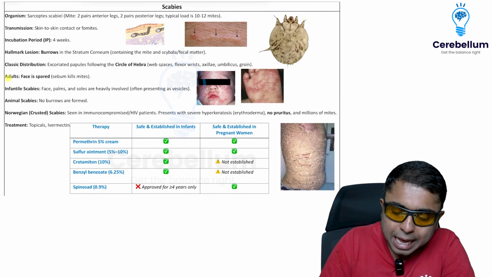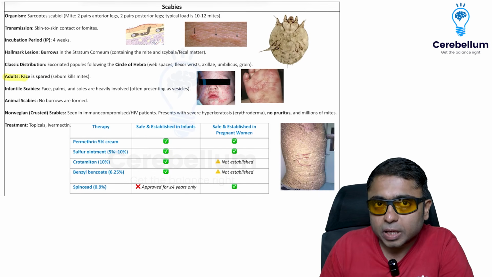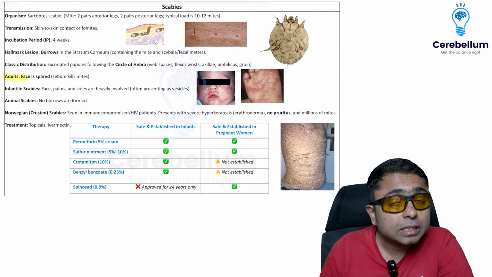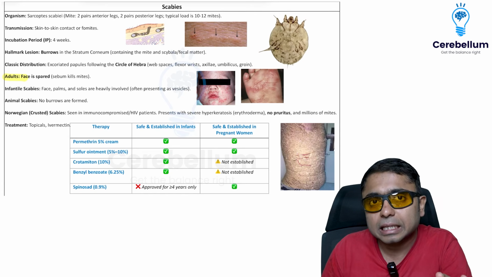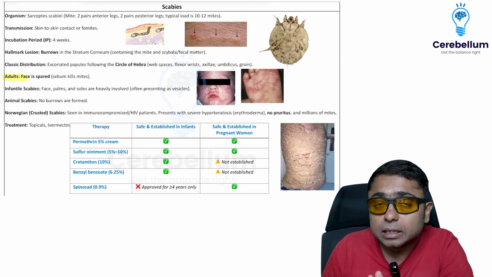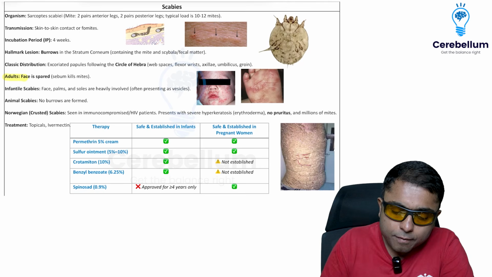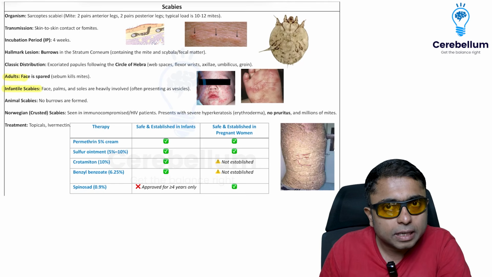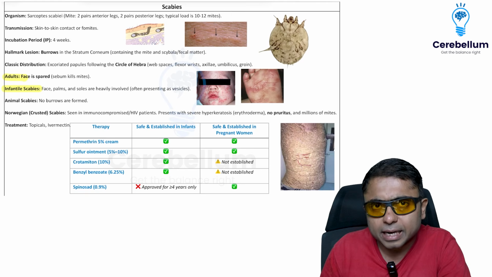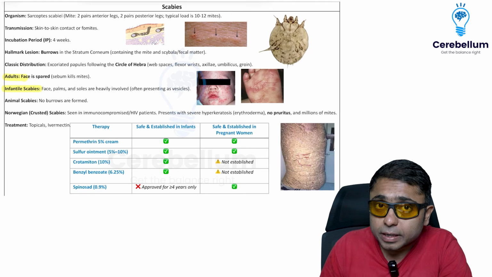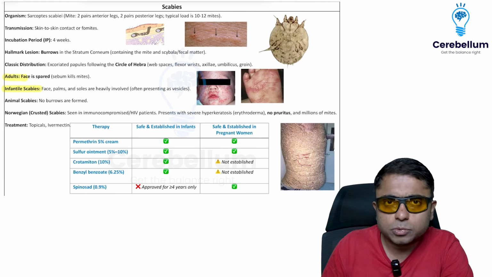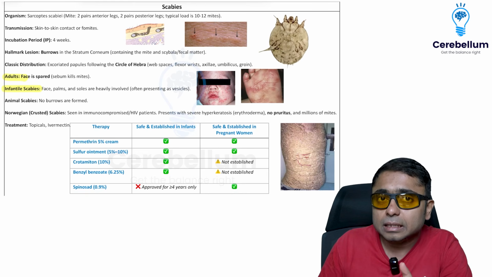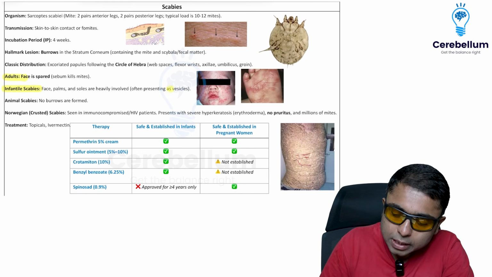As you can see here, in adult scabies, the face is spared. What is the reason for this? Because the sebum which is present on the face is going to kill the Sarcoptes scabiei mite. Whereas in infantile scabies, because in childhood, in infants, the sebaceous glands are not yet active, the face is going to be affected. And also in infants, it is observed very classically that the palms and soles are going to have vesicular lesions.